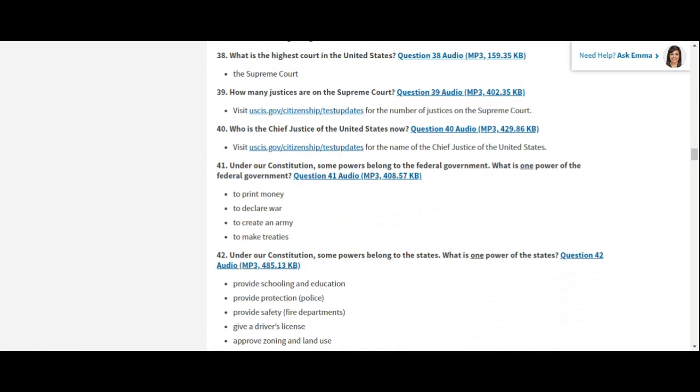How many justices are on the Supreme Court? So you visit USCIS.gov, the test updates on the USCIS website, for the number of justices on the Supreme Court. But it's 9 justices of the Supreme Court currently. Okay.